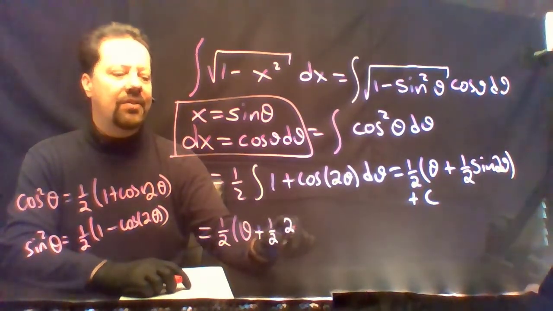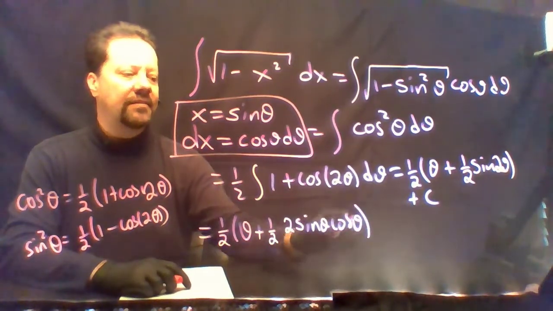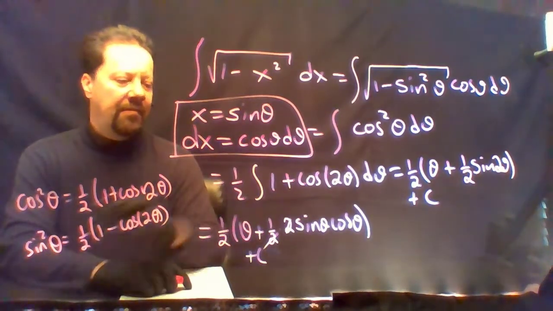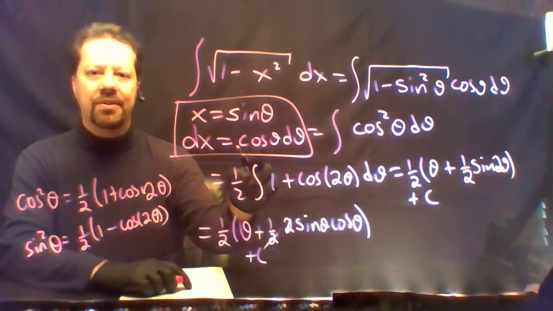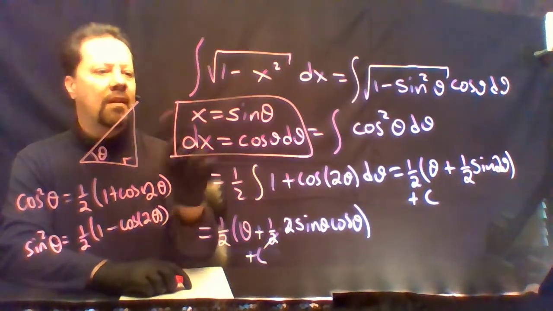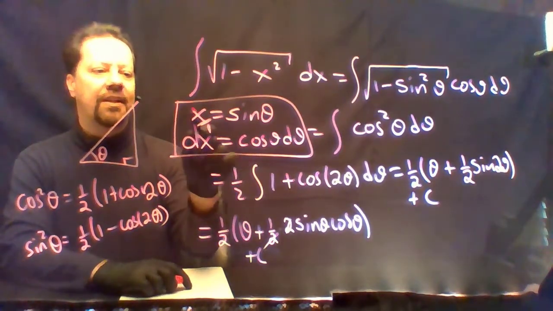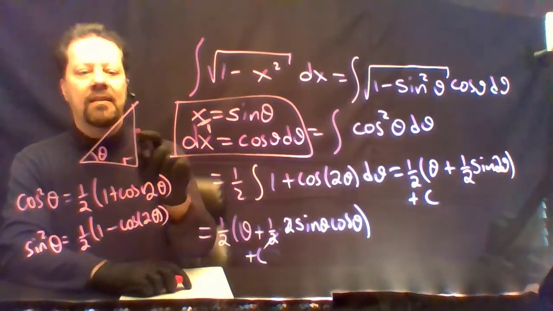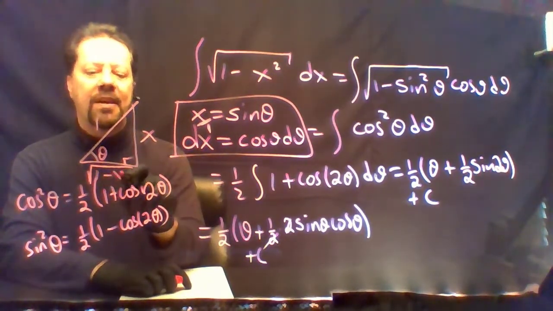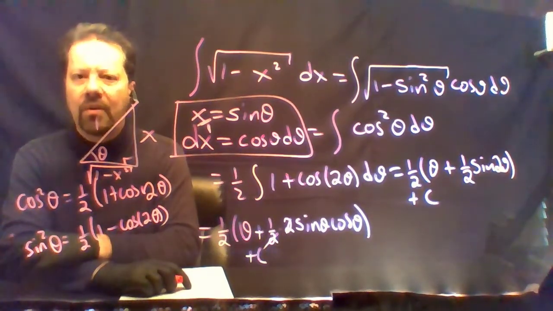Sine 2 theta is 2 sine theta cosine theta plus c. From here, we have to go back to the original substitution and create a right triangle. If sine is x, we'll express that as a fraction, x divided by 1. Sine is opposite over hypotenuse, and so the adjacent side will be the square root of 1 minus x squared. This had better show up again, or else you screwed up.